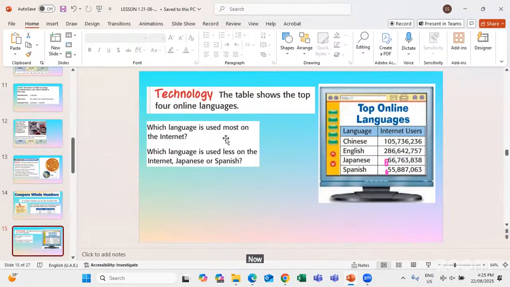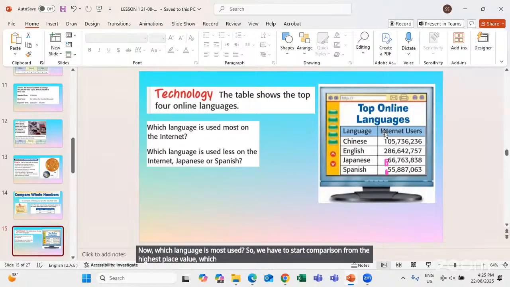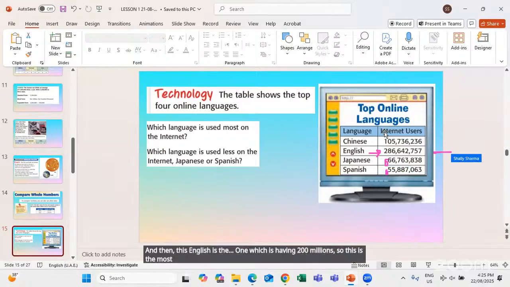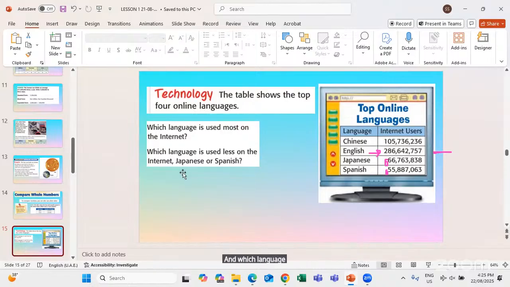Now, which language is most used? We have to start comparison from the highest place value, which is the 100 million place. And English is the one which has 200 millions. So this is the most used language on the internet. And which language is used less on the internet, Japanese or Spanish? They both do not have the 100 million, but they have the 10 million digit place. So one is 60 and one is 50. So 6 is greater. So we will say Japanese is more used as compared to Spanish.